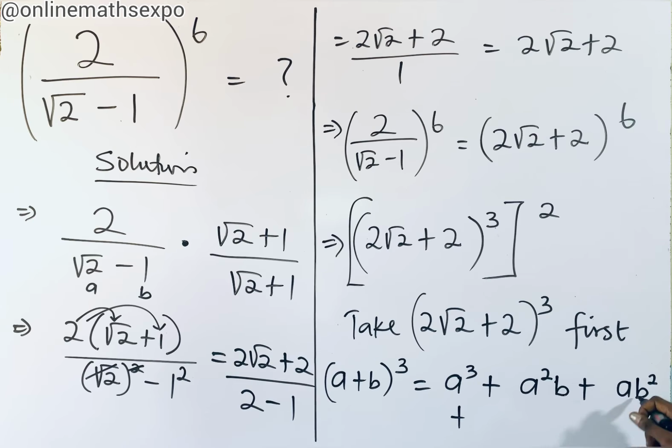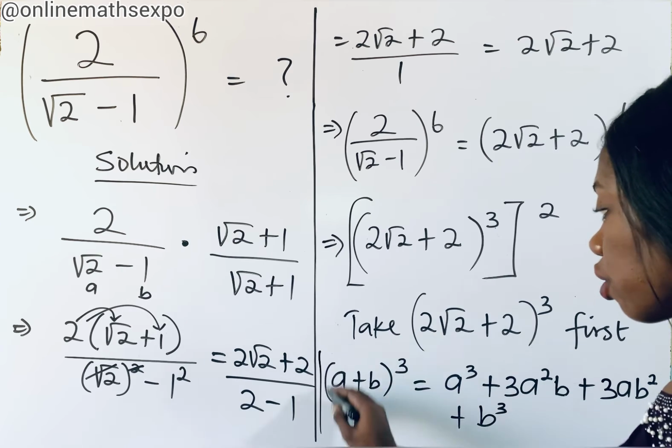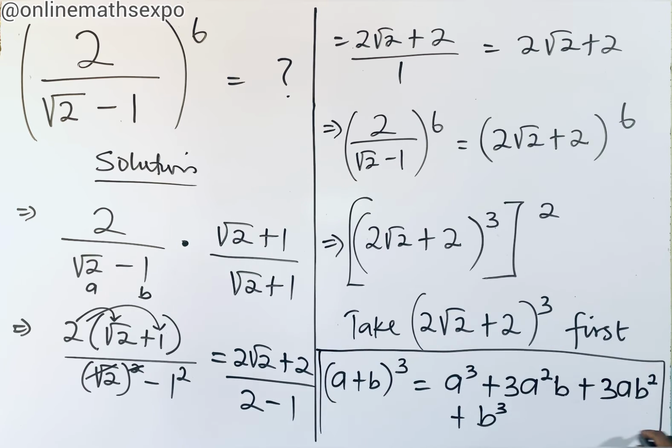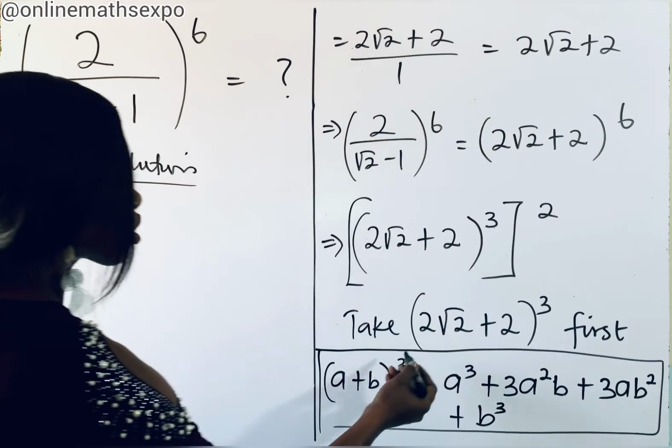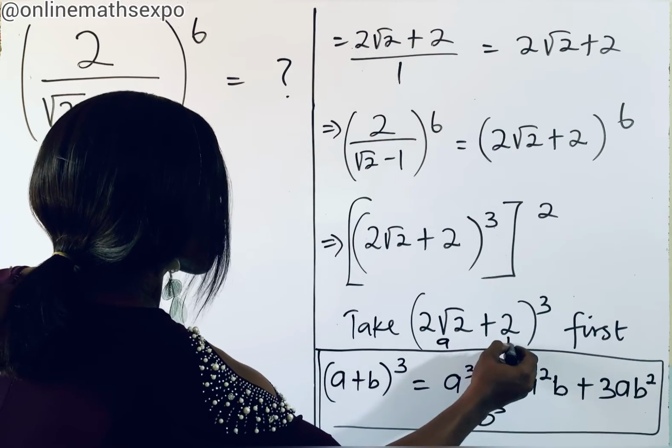Then increase this, you have b to the 3rd power. Did you see? So put their corresponding coefficients. This one has coefficient of 1, this has 3, this has 3, and this has 1. So this is going to guide us in expanding what we have there. This is going to be our A and this is our B.